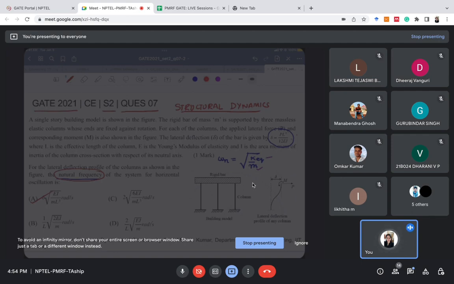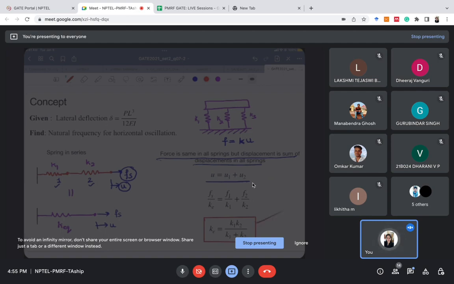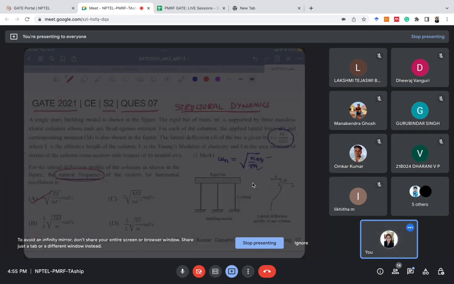But if it is a system of springs or a system of columns, then you will find the value of k equivalent. First, you should see whether the system is in series or in parallel. If the system is in series, then you'll use the formula of k equivalent as this one. If the system is in parallel, you'll use the formula k1 plus k2, and simply you'll put the value in the question.